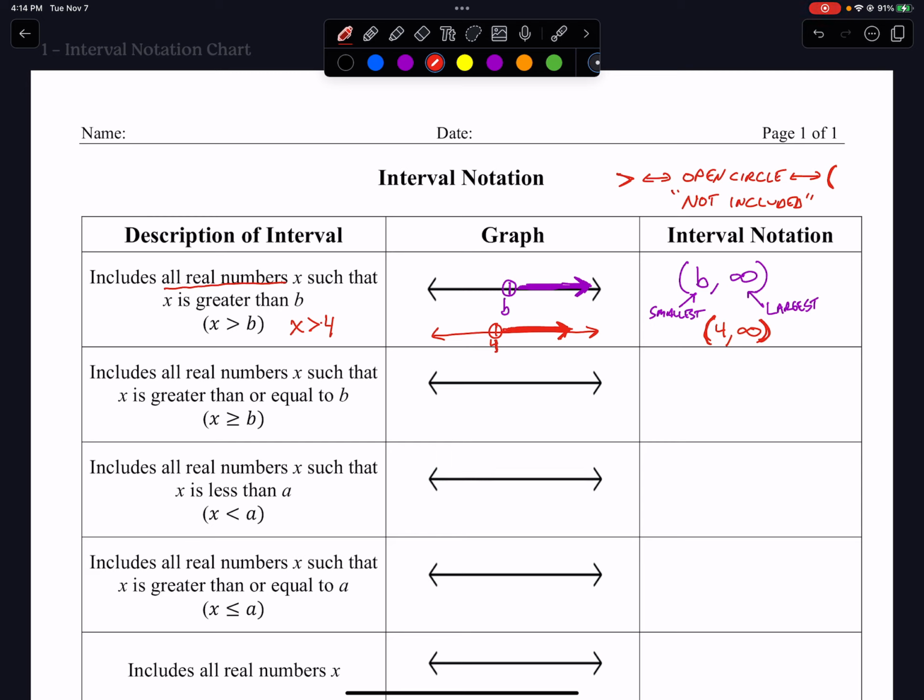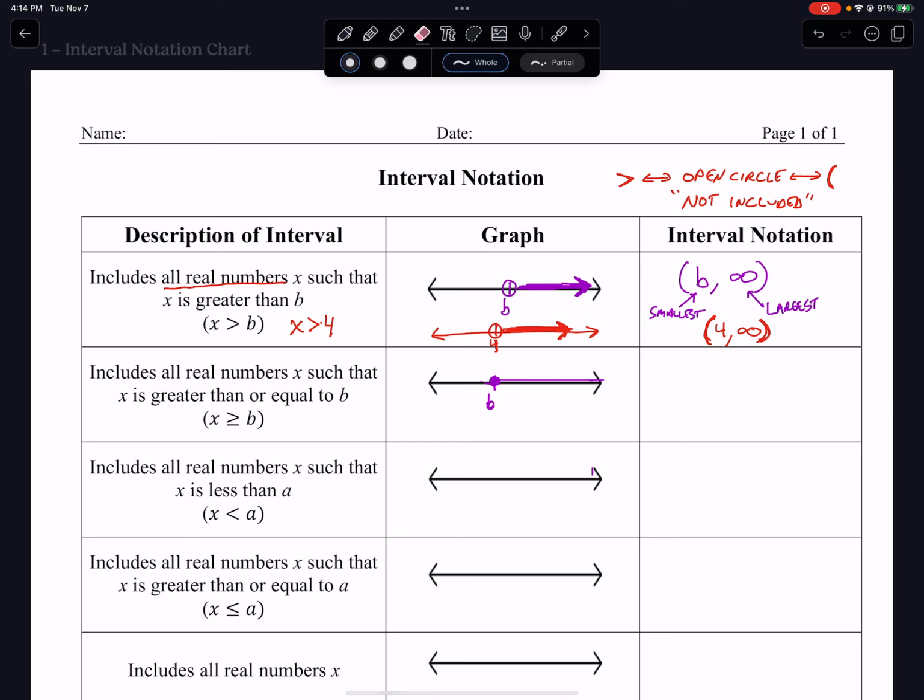Okay? The next example, we're going to look at what happens if we want to include that value. So now we want to say all real numbers x such that x is greater than or equal to b. On the graph, I would put my number b. This time I would use a closed circle to say that I want to include that number in my set.